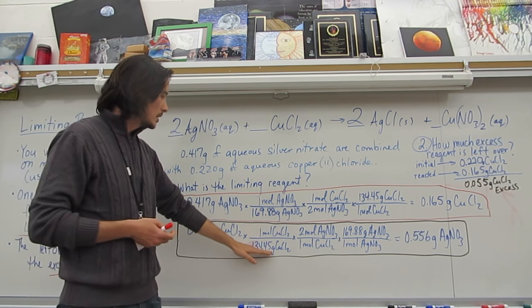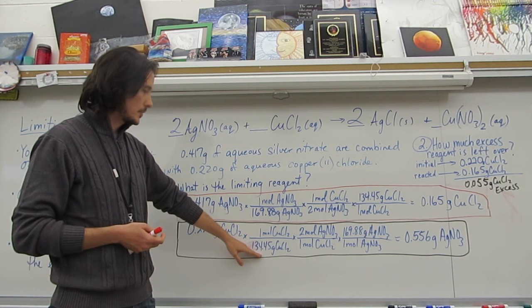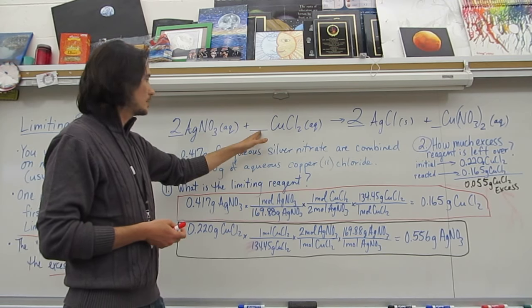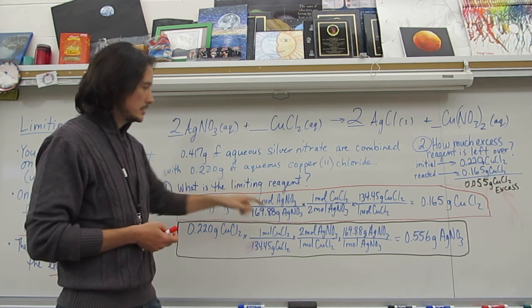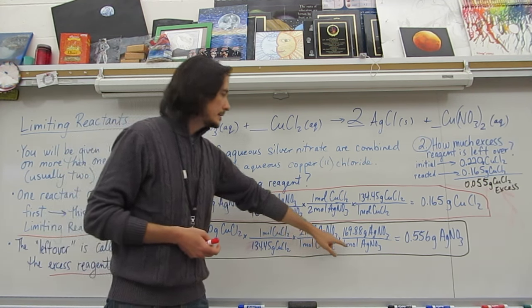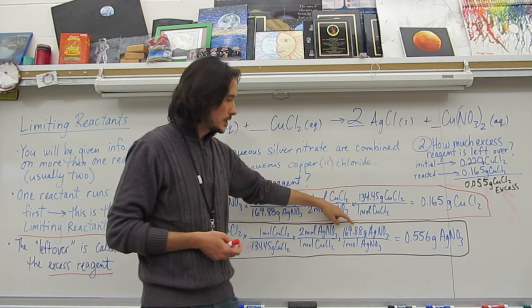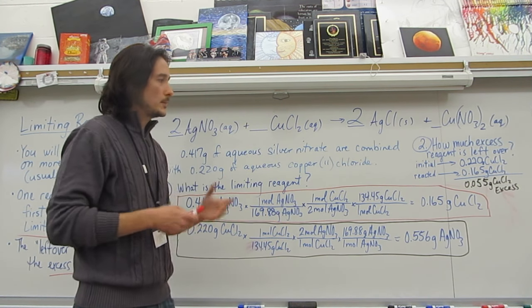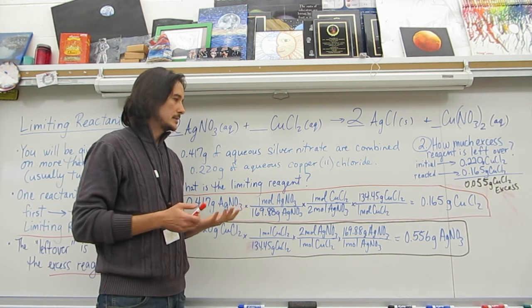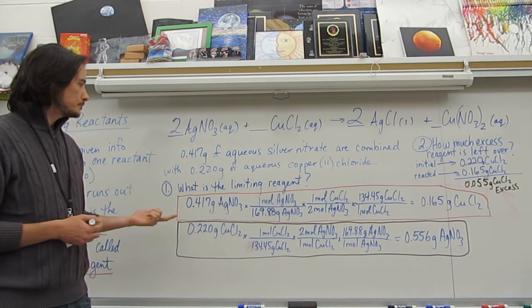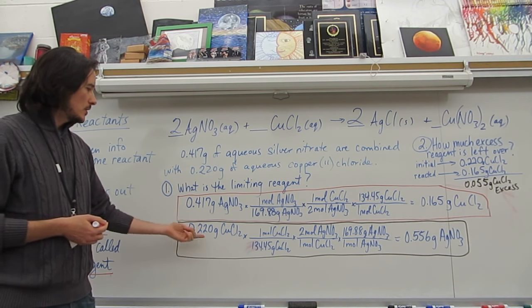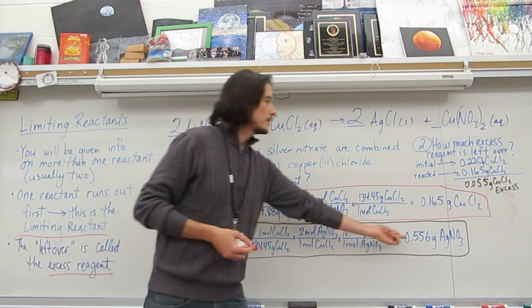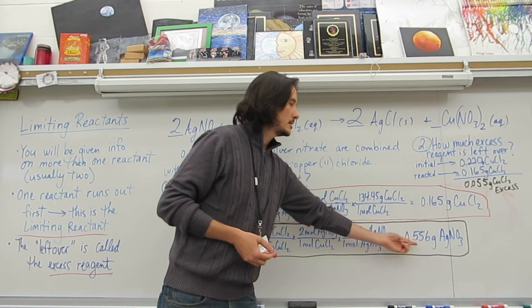So I do the same thing. I'm going to convert to moles using the molar mass of copper 2 chloride. Then I convert from moles of copper 2 chloride to moles of silver nitrate using the coefficients 1 to 2. And then I convert to grams of silver nitrate using the molar mass, and I get 0.556. So then we need to look at these numbers and see what they tell us. You can kind of see right away. To react 0.220 grams of copper 2 chloride, we need 0.556 grams of silver nitrate.